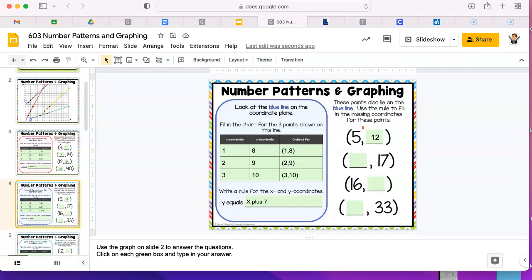5 plus 7 equals 12. So this number plus 7 is going to equal 17. That's easy, that's 10. 16 plus 7 is going to equal whatever number. That's 33 on the y-axis, the y-coordinate. And this number plus 7 is going to equal 33.